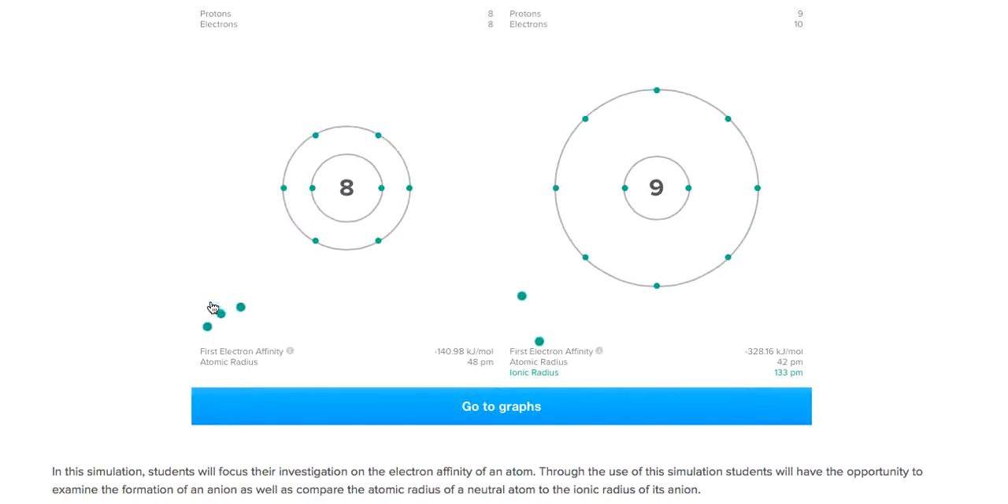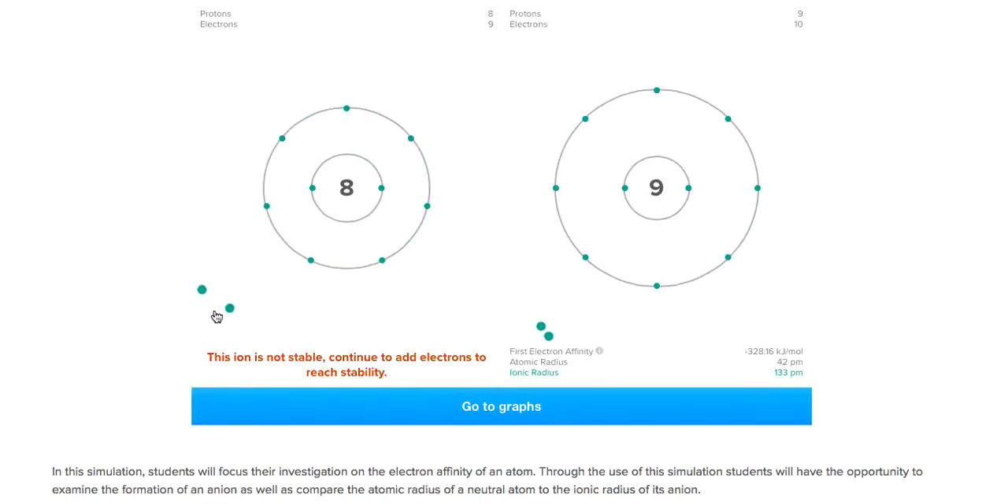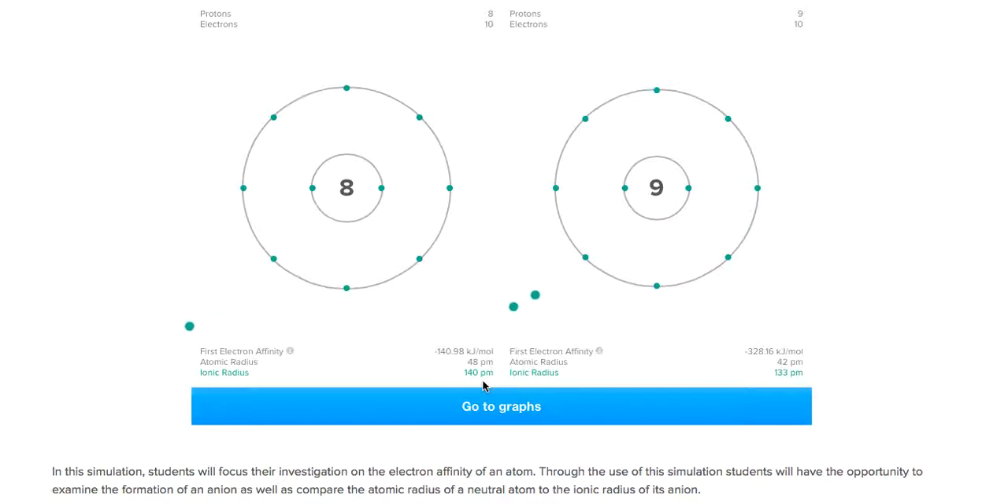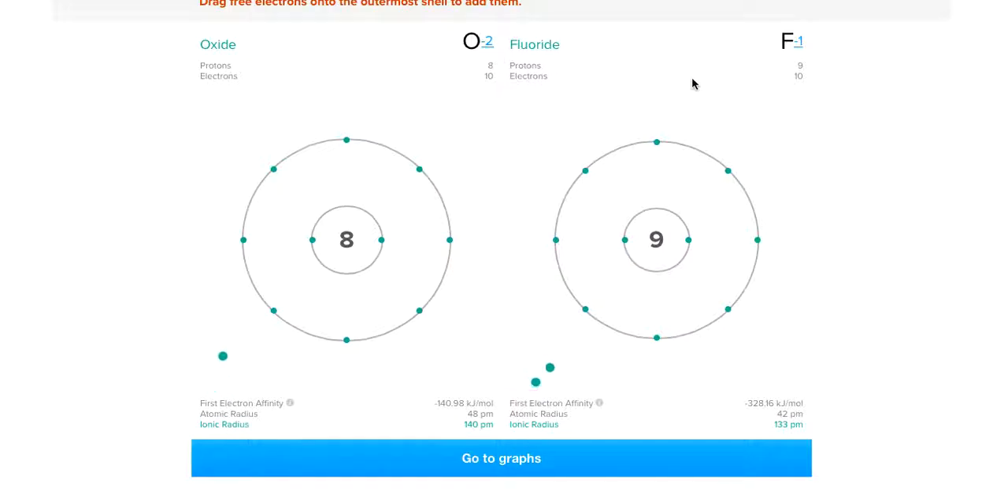Well, oxygen can take two. So I'm going to put one in. It's right now 48, and it needs one more to be stable. And notice it goes up to 140. So as we'd mentioned, the more you take in, the bigger you're going to be. The more you give away, the smaller you're going to be. So your anions increase in ionic radius size the more they took in. Remember, the oxygen took in 2, the fluorine took 1, and we can definitely see that the one that didn't take in as much is smaller versus the one that took in more. And remember, the cations were the opposite.